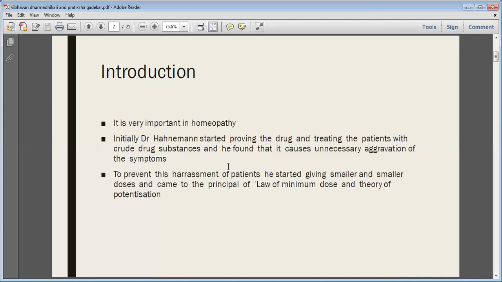Initially, it was introduced by Dr. Hahnemann, and this is a speciality of homeopathy. Dr. Hahnemann started proving the drug and treating the patient with crude drug substances, and he found that it causes unnecessary aggravation of the symptoms, and that's why he wanted to decrease the material substance from that drug. So to prevent the harassment of the patient and to decrease the unnecessary aggravation, he started giving smaller and smaller doses, and then he came to the law of minimum dose and the theory of potentization.